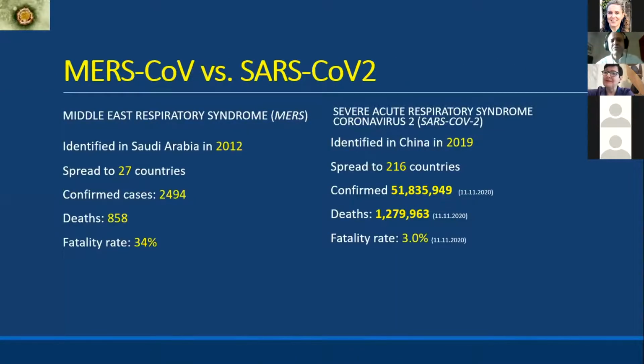In this slide, I'm trying to show a comparison between MERS-CoV and SARS-CoV-2. MERS-CoV is the Middle East Respiratory Syndrome. It was identified first in Saudi Arabia in 2012, and it spread to about 27 countries with 2,494 confirmed cases, a total of 858 deaths, and a fatality rate of 34%. This is compared to SARS-CoV-2, the virus that we are suffering from now, which hit more than 216 countries with more than 50 million cases. This is as of this morning, and more than 1.2 million people died from COVID. That gives it a fatality rate of 3%. So although the fatality rate is different between MERS and SARS-CoV-2, luckily, the fatality rate in SARS-CoV-2 is about 3%, but the spread of this virus is everywhere.